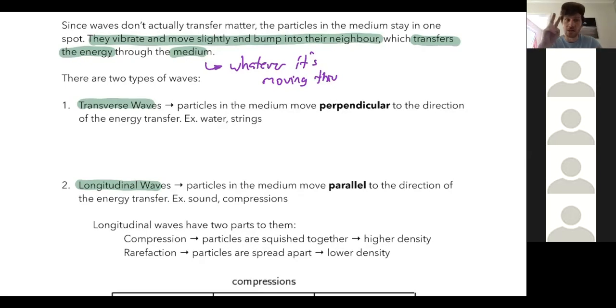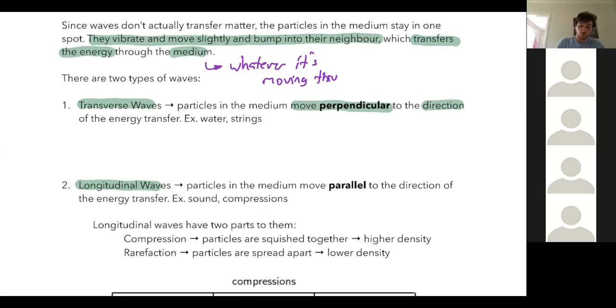So, two different types of waves. You've got transverse waves and you've got longitudinal waves. Transverse waves, the particles move perpendicular to the direction of energy transfer. This is like water and this is like strings. This is also like when you go to a sports game, which don't exist anymore, but when they do exist, and everybody does the wave. That is a transverse wave.